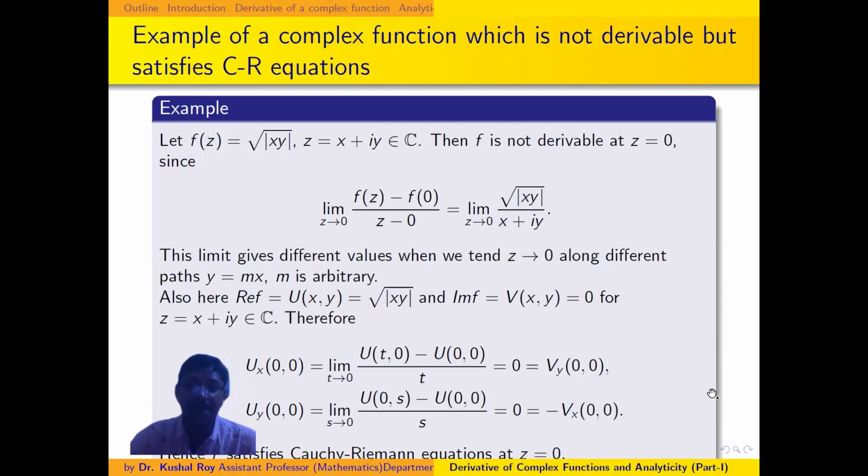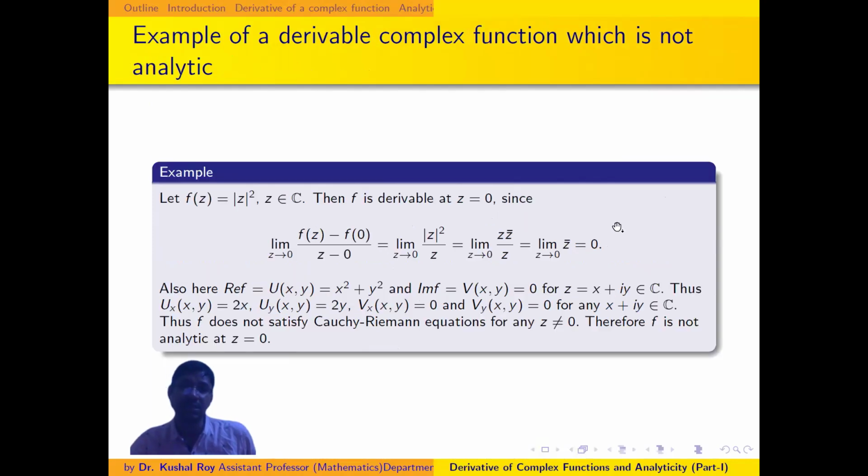Therefore, f satisfies the Cauchy-Riemann equations at z equal to 0, but we can see that its derivative doesn't exist at 0. So this is an example of a complex function which is not derivable but satisfies Cauchy-Riemann equations.